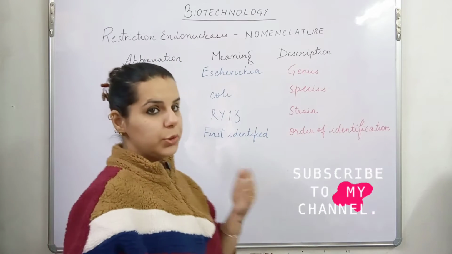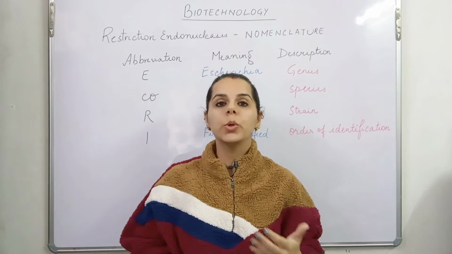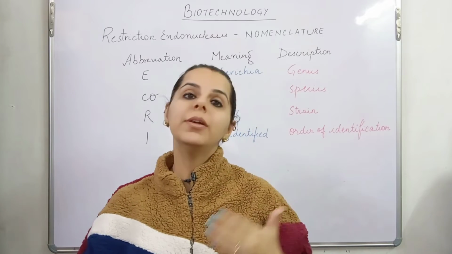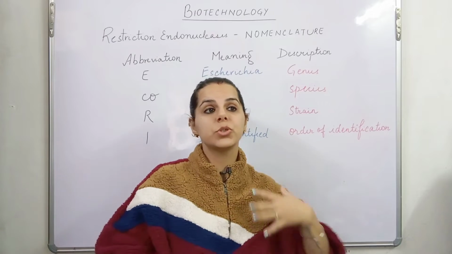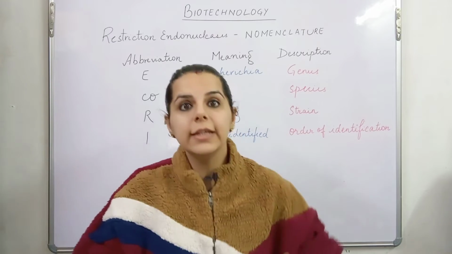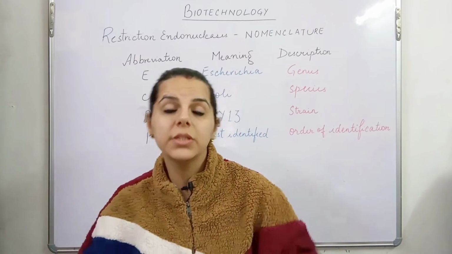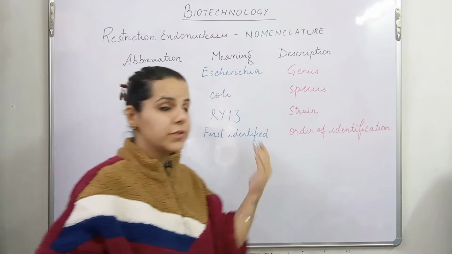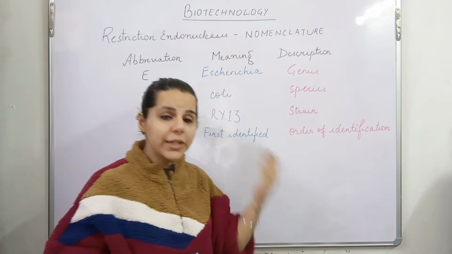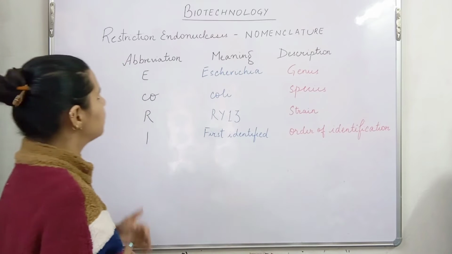Now these endonucleases are named based on the organisms in which they were discovered. For example, if I have discovered one restriction endonuclease from E. coli, then the name will be based upon this organism, that is E. coli. So this is how scientists have done. Let me explain to you with the help of an example.